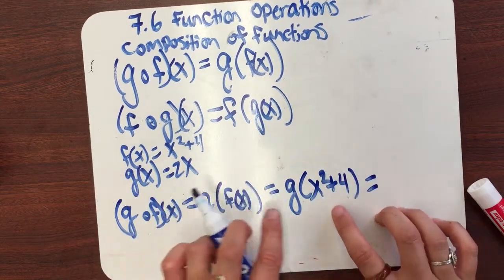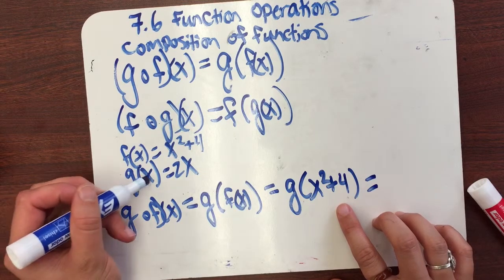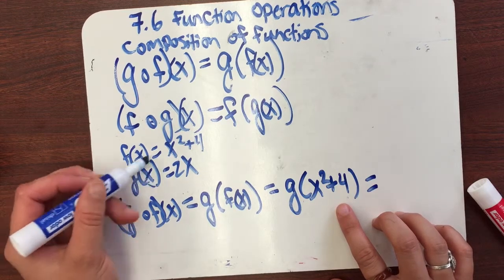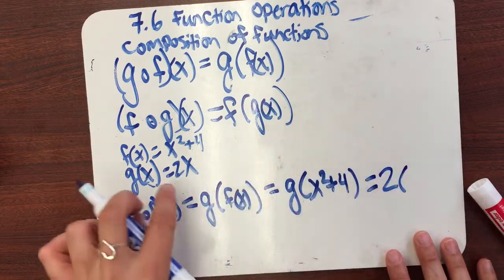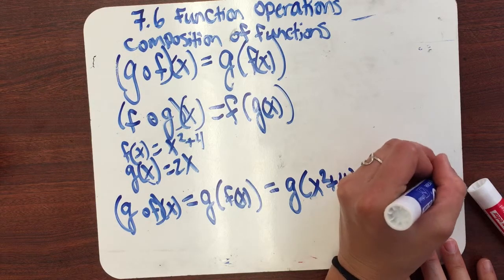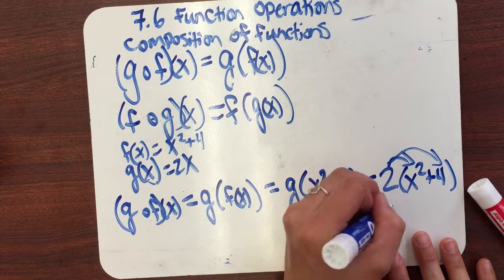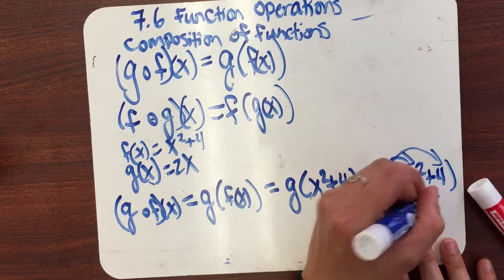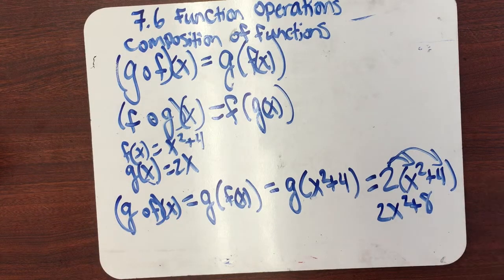Now I need to find g of x squared plus 4. So here I have g of x, and I'm going to replace this x with this whole thing. So I have 2 times whatever x is, and I'm going to put in x squared plus 4. Distributing in your 2, you get 2x squared plus 8. So that's our g of f of x.